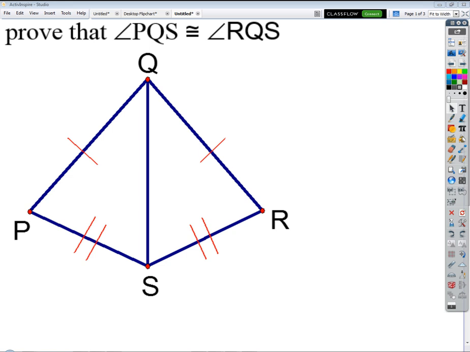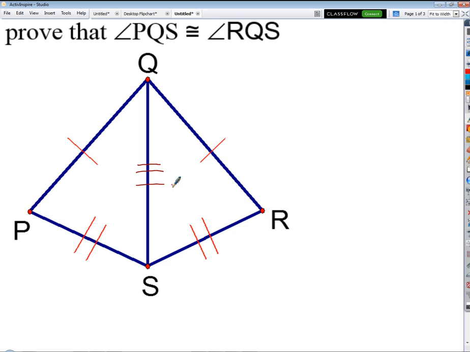Okay, so Illumination had an idea. One thing we could do here, we could say that segment QS is congruent to itself by the reflexive property, right? Okay, that's a good idea. How is that going to help us prove that those angles are congruent? Elton's got an idea. If the two triangles are congruent, then all the angles must be congruent. Okay, there you go. So what we're doing here is we're going to use congruent triangles to prove something else, right?